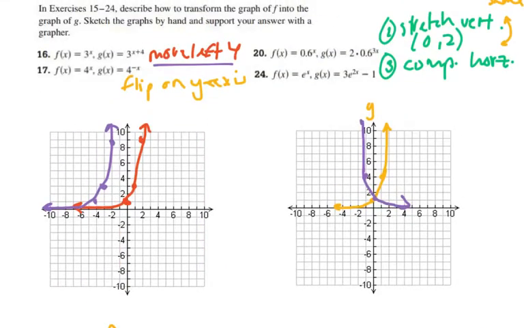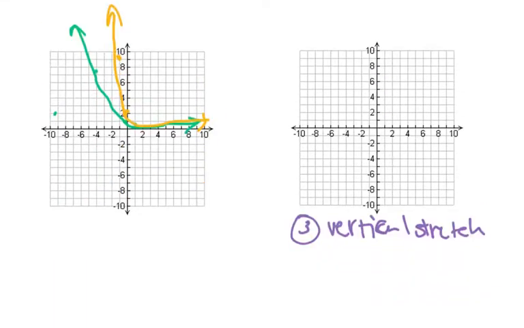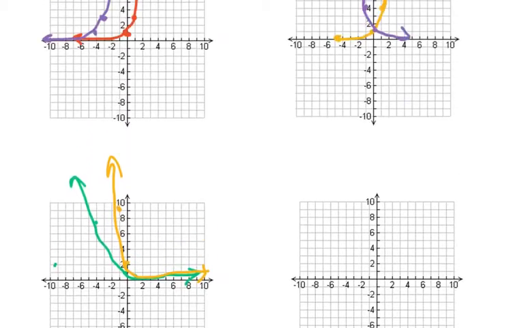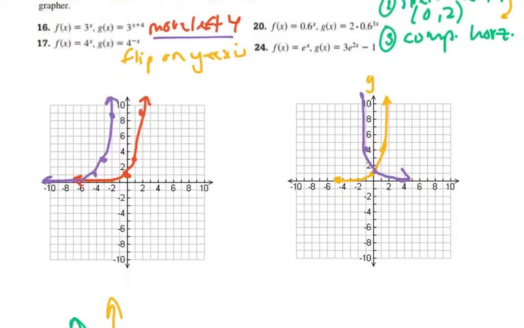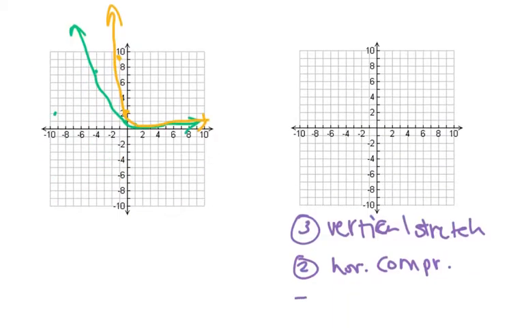The 2 value is going to make this horizontally compress. So it's going to kind of add to that stretching as the previous problem did. And then our last one is going to be the negative 1 that's going to shift the intercept down 1.